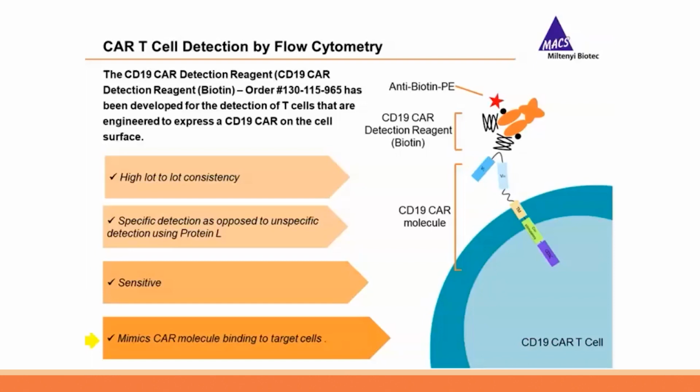And as I mentioned before, this interaction mimics the CAR molecule binding to the target cells. Therefore, it's an indirect indication that the CAR T cells, or the CAR molecule on the T cells, might also interact with its target cells.